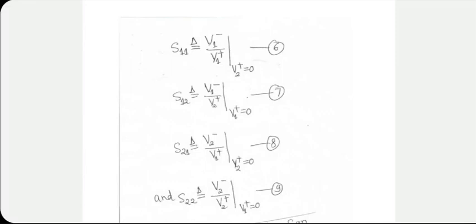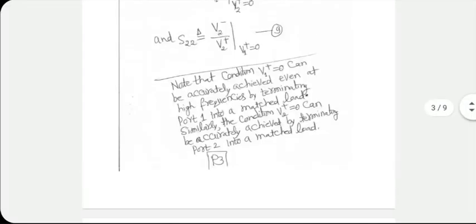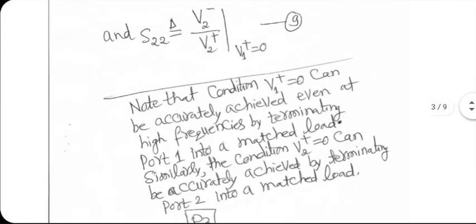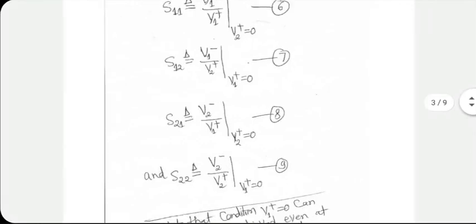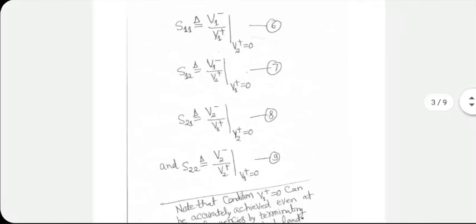Now, how do you apply all this to some standard problems? One simple case I could think about was a transmission line. Before that, I'm also restating what I told you. Note that the condition V1 plus equal to 0 means that the incident signal is 0 at the input port. It can be achieved accurately even at high frequencies by terminating port 1, the input port, in a matched load. Similarly, V2 plus equal to 0 can be achieved by terminating the output port in a matched load. So all these four definitions can be accurately applied in real life.